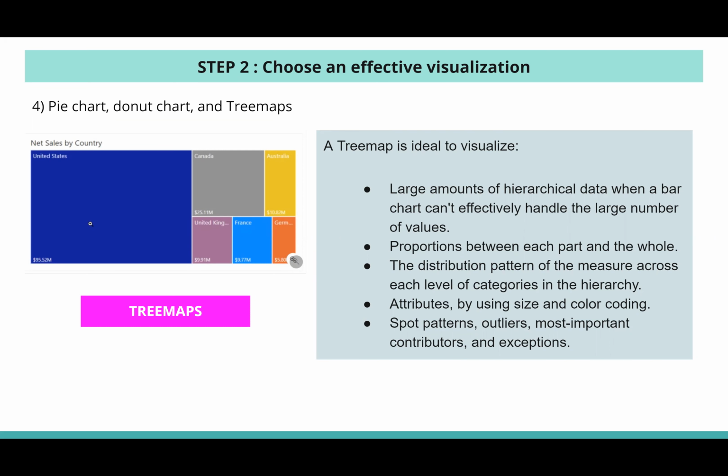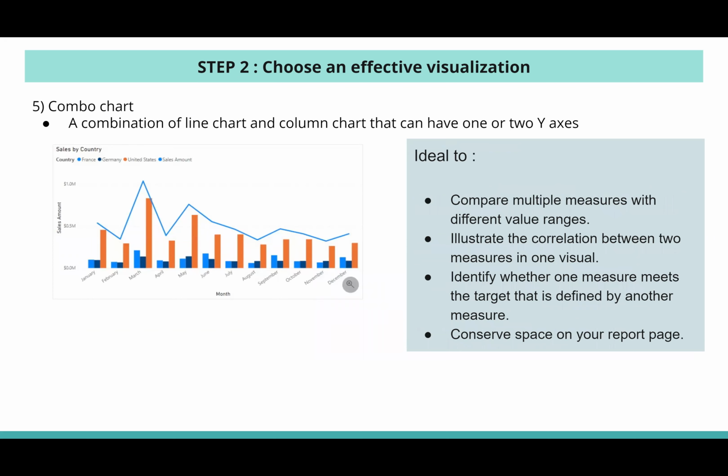The next one is the combo chart. This combo chart is like we have the line chart. Let's check here.